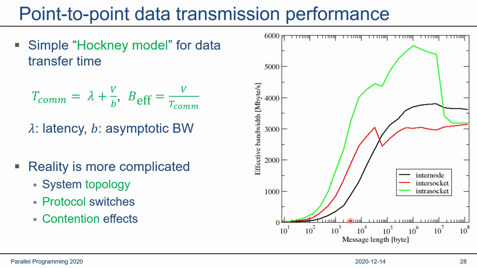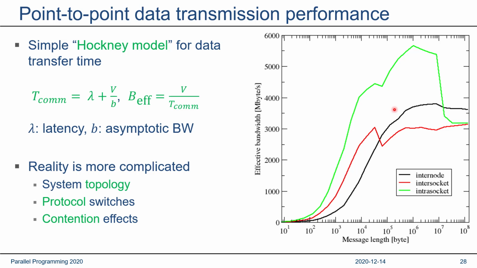As the message length increases, we see that the effective bandwidth goes up, and the lower the latency, the faster it goes up. So for intra-socket communication, where the latency is quite low, in the order of hundreds of nanoseconds, you get a steep rise of the effective bandwidth, while for internode communication, where the latency is long compared to the intra-socket case, the rise is less steep and slower.